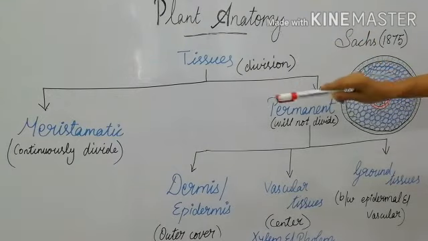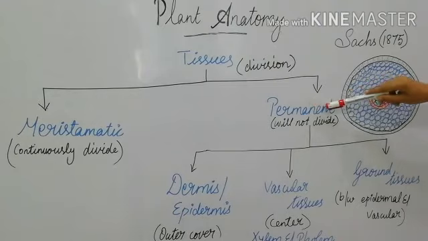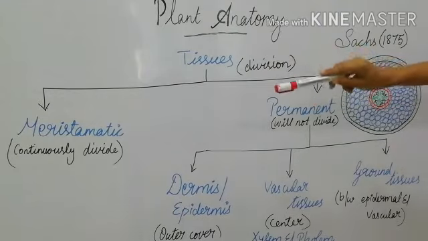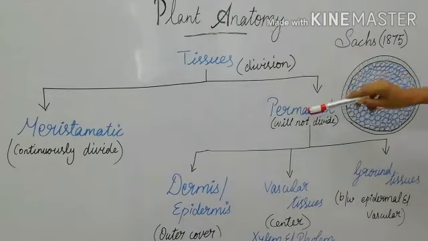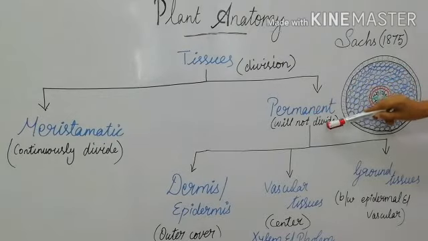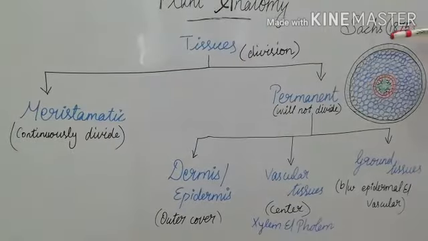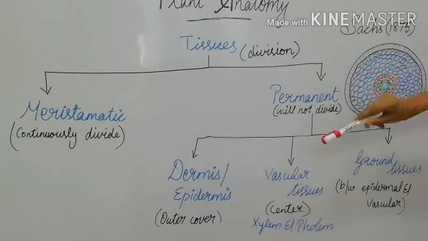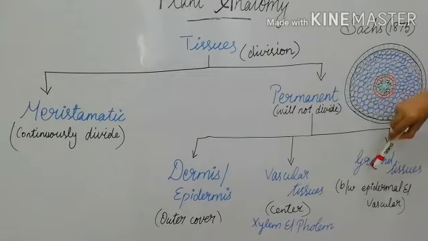On the basis of division, the tissues are of two types. They are meristematic tissues and permanent tissues. Meristematic tissues means which will continuously divide, and permanent tissues, here the tissues will not divide. And Sachs in 1875 classified these permanent tissues into three types. They are the dermal or epidermal tissues, vascular tissues and ground tissues.